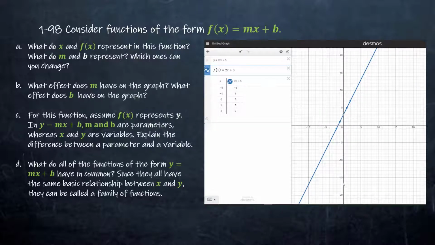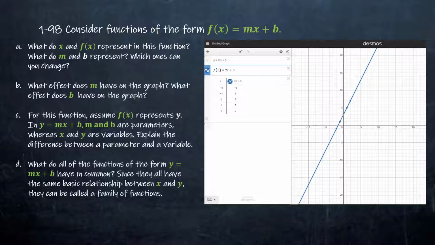Okay, so there are many questions that are asked in this first question on 1-98. And so we're just going to talk about a bunch of them as we're going through this. First, the first question says, what do x and f of x represent in the function? Well, x is your independent variable. F of x is similar to y.